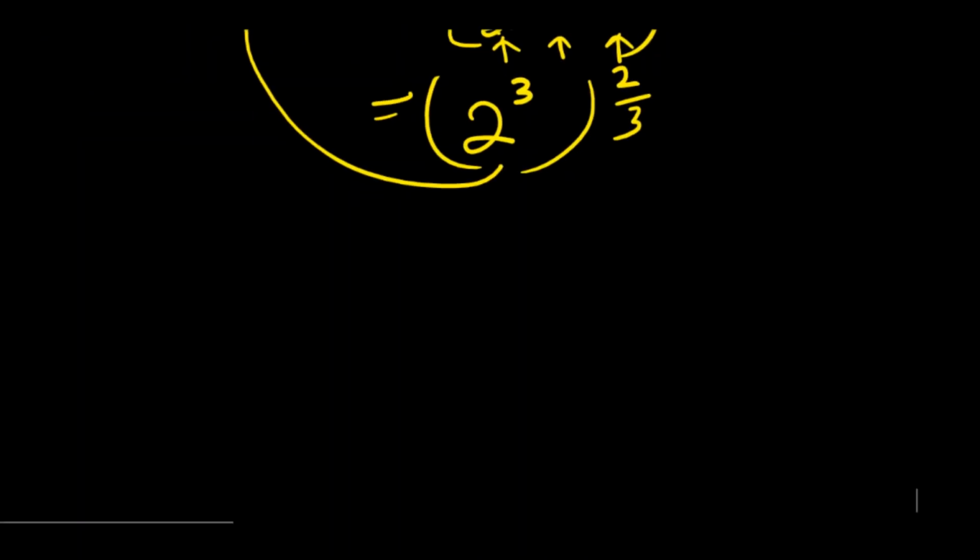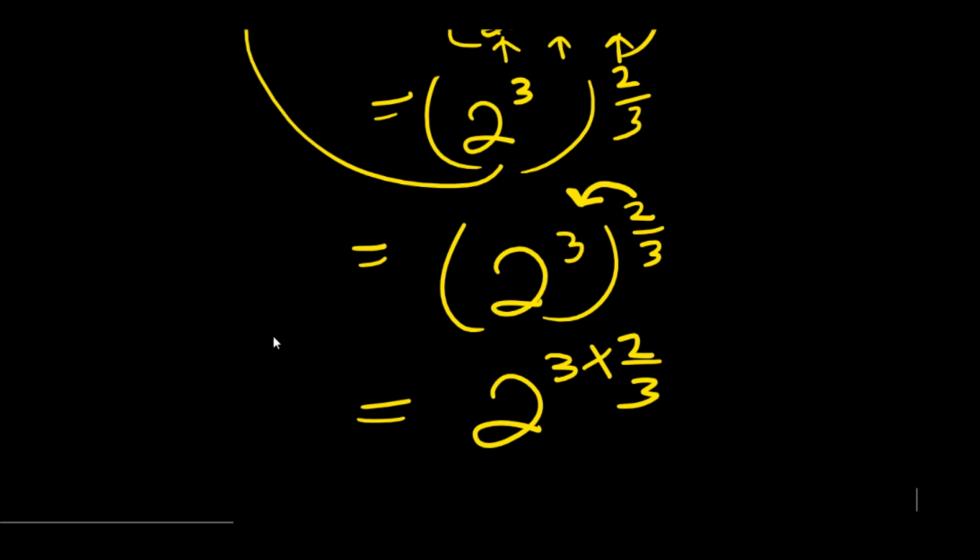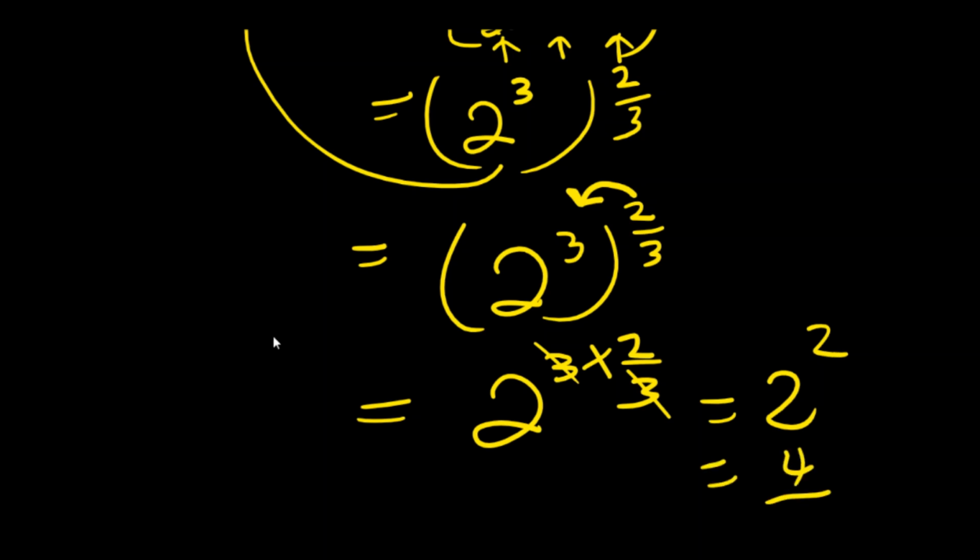Fine. So from here, all we do is we're having 2 to the power of 3, all to the power of 2 over 3. Remember the laws of exponents, I think it's law number 3 or 4, where I said if you have a power from the outside of the bracket, it's going to multiply everything that it finds inside the bracket. So meaning you have 2 to the power of 3 multiplied by 2 over 3, right? And then this 3 will divide out with this 3. And then you have 2 to the power of 2, which is actually equal to 4. So this would be a solution for this problem here.